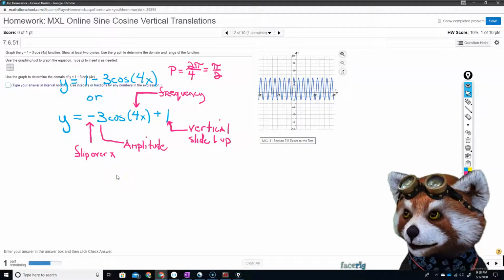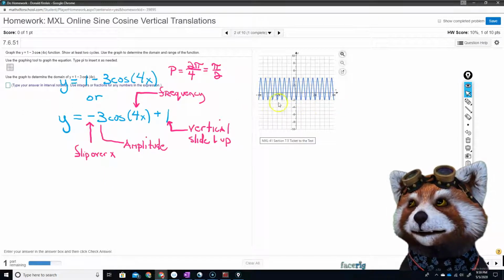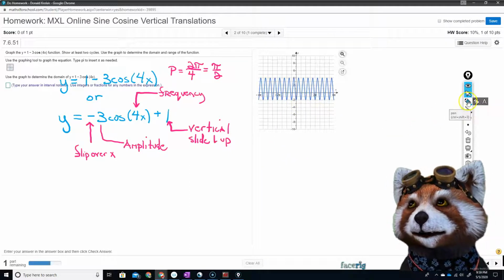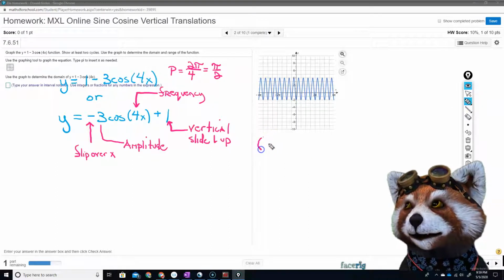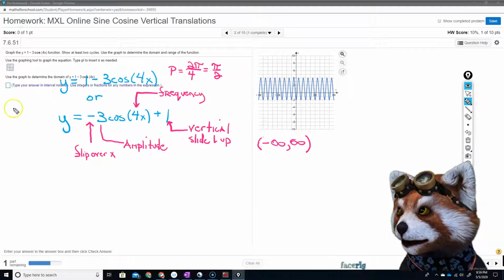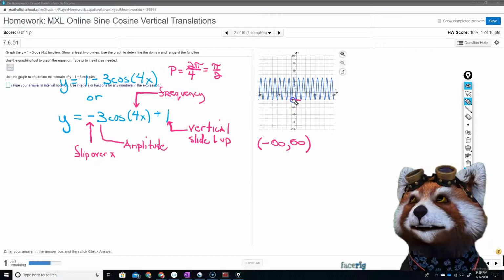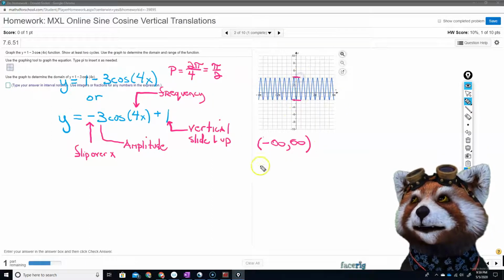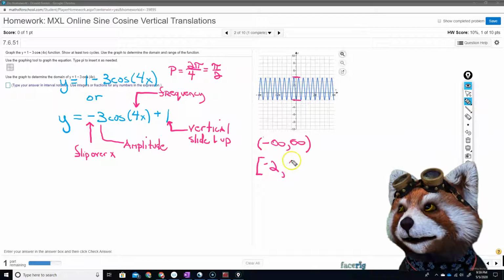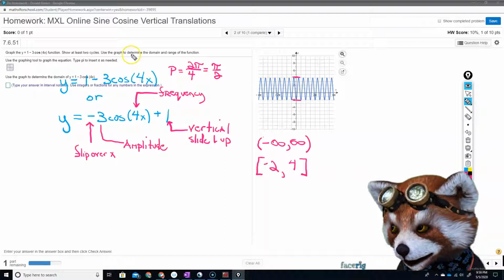All right, then it's going to ask us what's the domain and what's the range. So our domain is all real numbers from left to right. So in interval notation, that would be parentheses, negative infinity to infinity. And then we'll type that in. Then it's going to ask us for the range, which is negative 2 to 4. But it includes negative 2, so I put a bracket, and it includes 4, so I put a bracket. All right, let's type that info in.